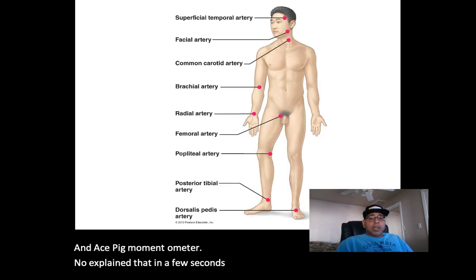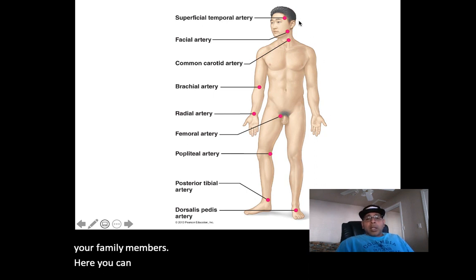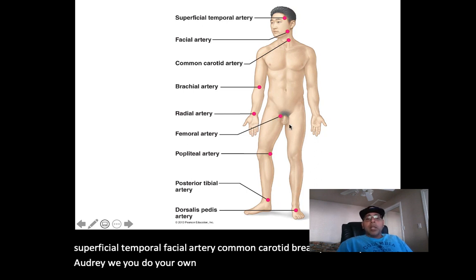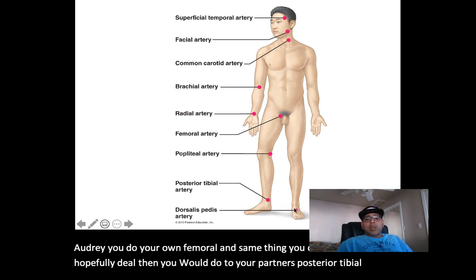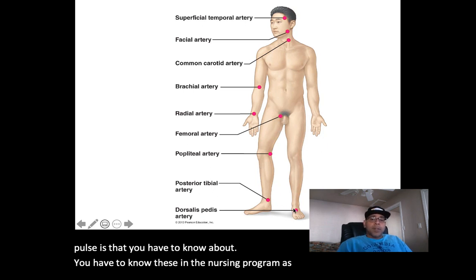Here, when we talk taking a pulse, I'd like you to know, and you can even check your own pulses here, or those of your family members. Here you can see now, in class, we would go through and we would check superficial temporal, facial artery, common carotid, brachial artery, radial artery. You would do your own femoral, and same thing you can do here. Popliteal, then you would do to your partners. Posterior tibial, and then also the dorsalis pedis. So here you can see 1, 2, 3, 4, 5, 6, 7, 8, 9 palpable pulses that you have to know about. You have to know these in the nursing program as well. So do yourself a favor and get them down here.